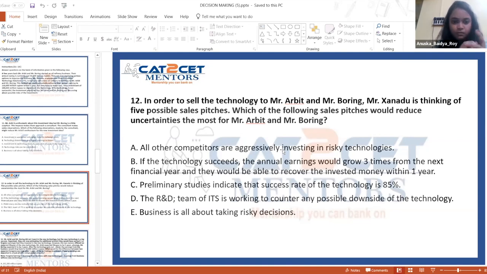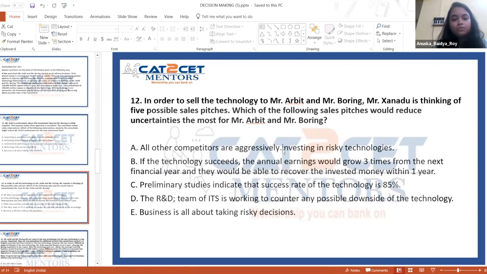B, if technology succeeds, the annual earning would grow 3 times from the next financial year, and they would be able to recover the invested money within 1 year. Maybe a good option. Maybe we can convince them that if this succeeds, you will grow within 3 years. You will be growing a lot. Within 1 year, you'll be getting back your money. Okay, fine. B sounds like a good option. We keep it on hold, obviously better than A.